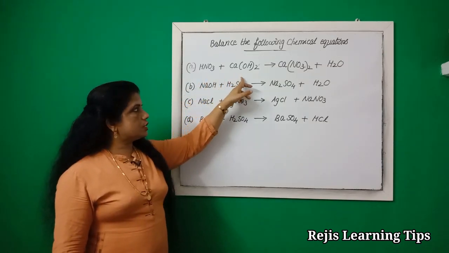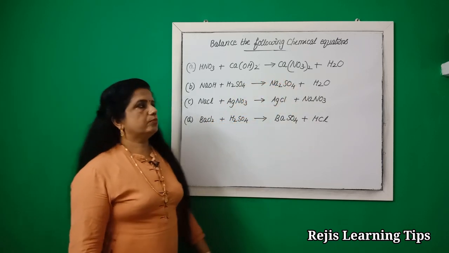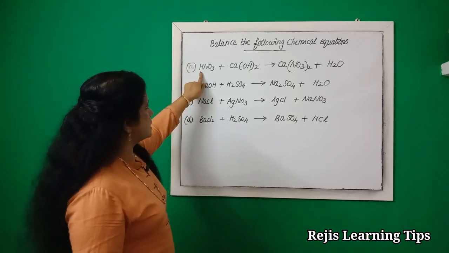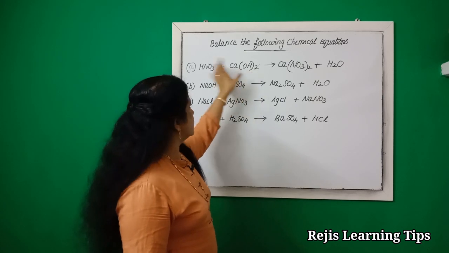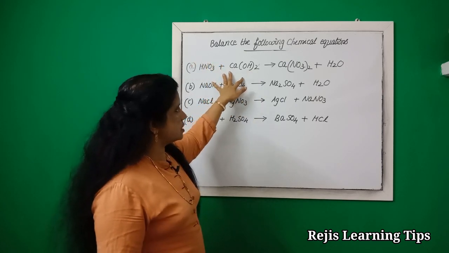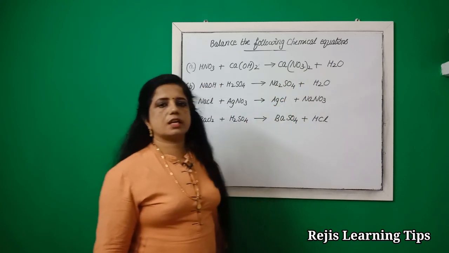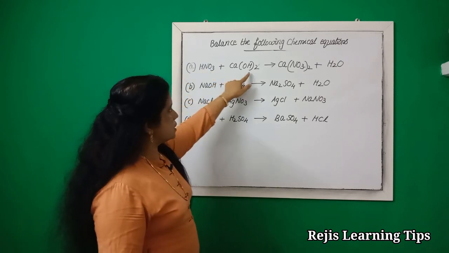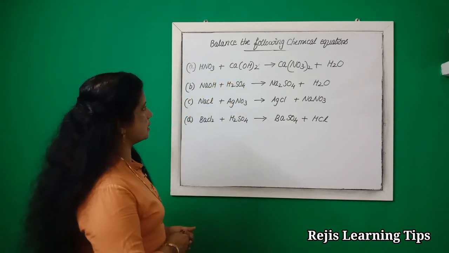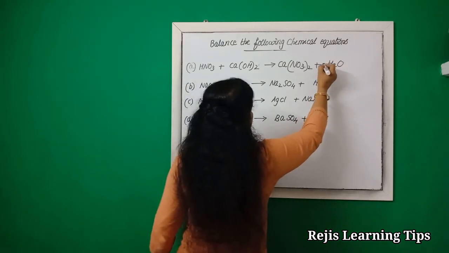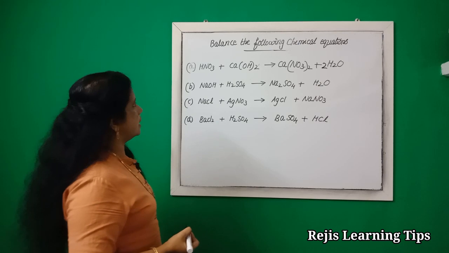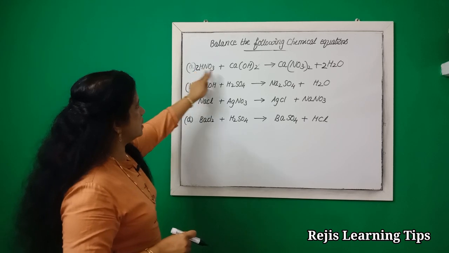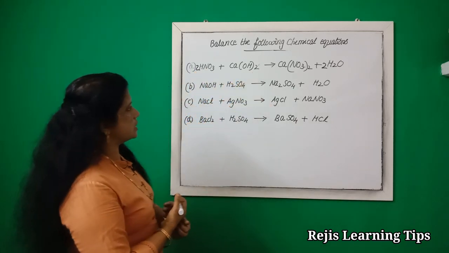HNO3 plus Ca(OH)2 gives Ca(NO3)2 plus H2O. First you have to check whether this equation is balanced or not. Hydrogen here 1 hydrogen atom, here 2, total 3 hydrogen atoms are present in the reactant side, but in the case of product side only 2 hydrogen atoms are there, so this equation is not balanced. So we have to balance it. Hydrogen 1 plus 2 means 3, so we can balance the hydrogen by putting here 2. Then total 4 hydrogen atoms are there, so we can keep here 2. Then hydrogen is already balanced here, 2 hydrogen and here 2 hydrogen, total 4 hydrogen atoms are there.